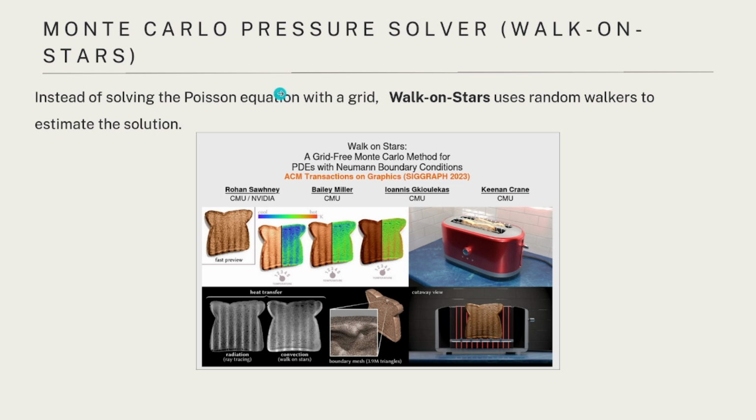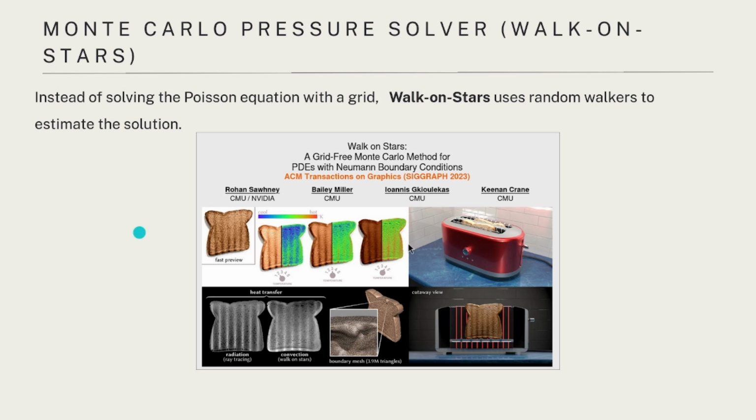In this, instead of solving the Poisson equation with a grid, Walk-on-Stars uses random walkers to estimate the solution. Basically, we can explain the super high level idea like this: start a random walker at any point, and after that we let it bounce around until it hits a boundary. We are going to use this method to leverage mathematical probabilities to compute pressure.